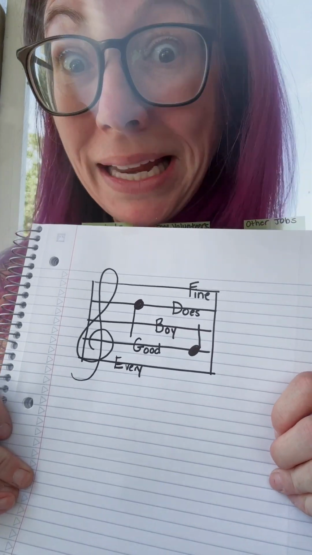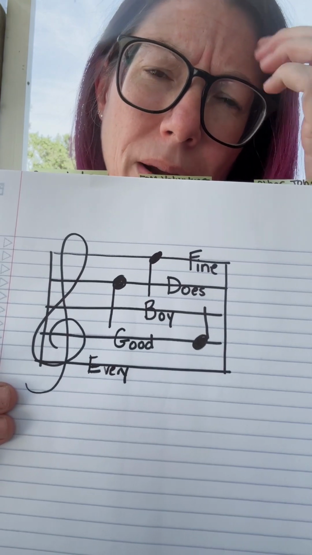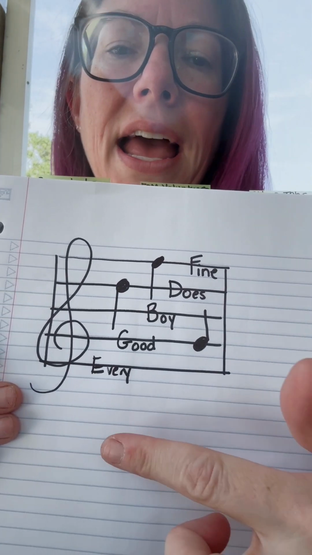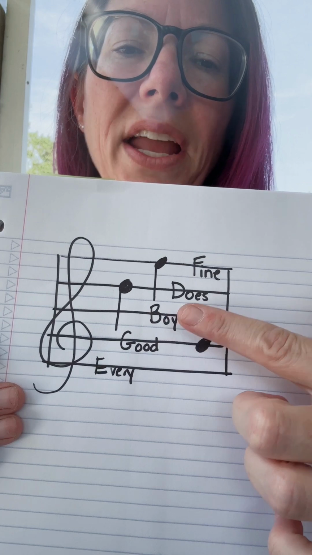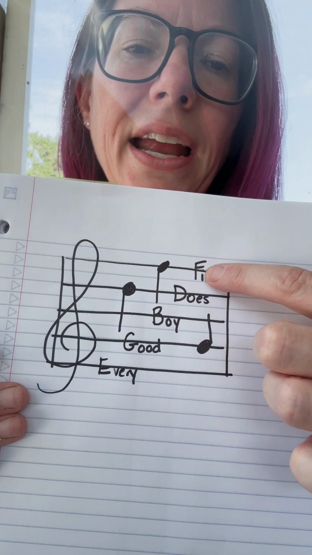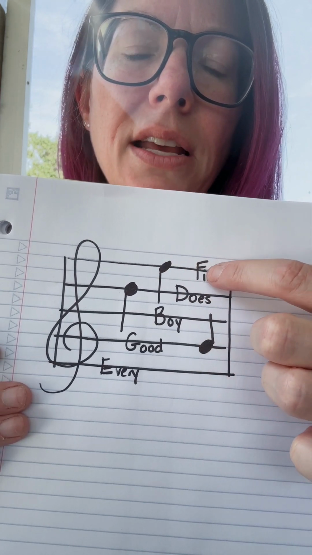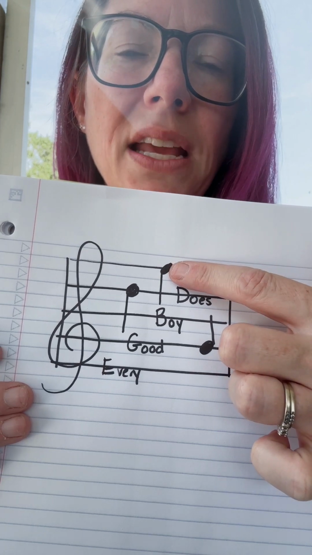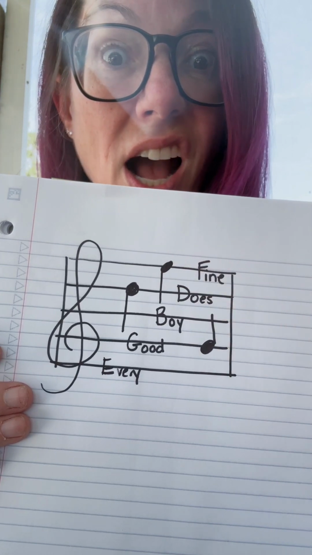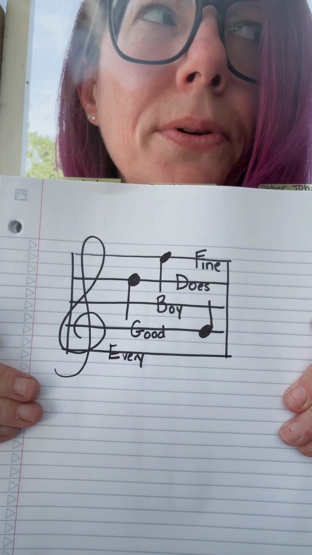Let's try one more. Oh, this one's tough. What about that one right there? This one right here on the top. Oh, I gotta remember my words. Every good boy does fine. That's right. So fine is where that little head of the note is. And fine starts with F, so that would be the letter F. You got it? Good. That's the lines of the treble.